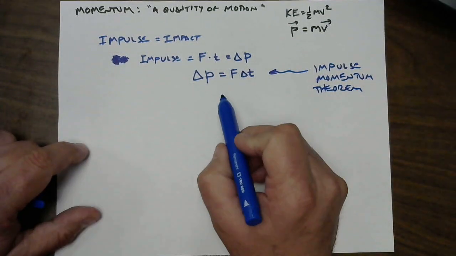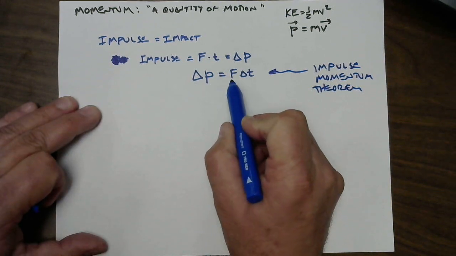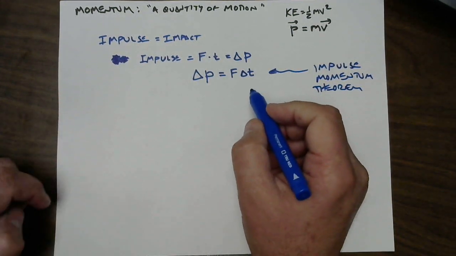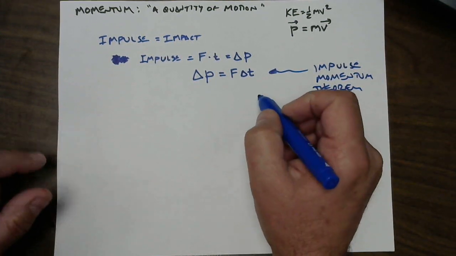Impulse momentum theorem, and you can remember it because this says AP if you treat the delta as if it's an A, and this side spells FAT. So AP is FAT. That's how we remember it in AP class. So if you see a change in momentum, that's because a force acted for a certain amount of time.